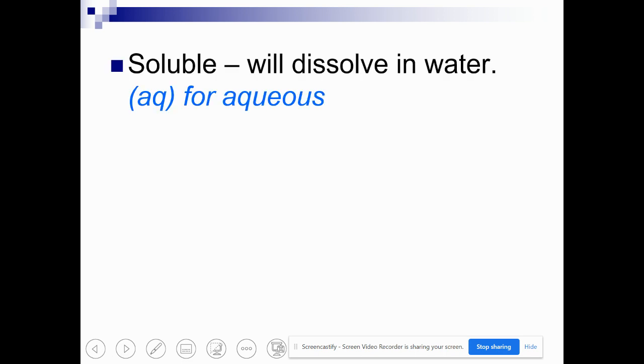Okay, so a little bit of vocabulary that's going to make it helpful. The word soluble just means that it's going to dissolve in water. And what we do usually is mark that substance with an AQ subscript after the formula to indicate that it is aqueous or dissolved in water.